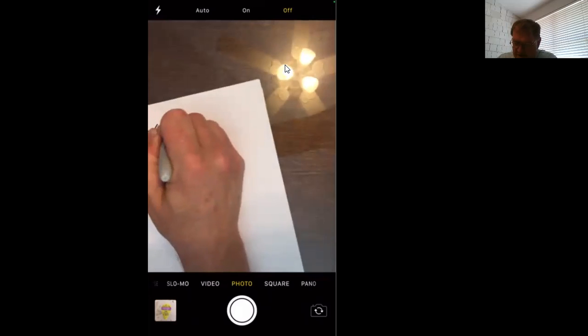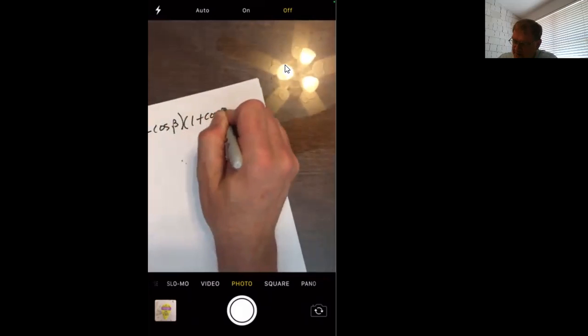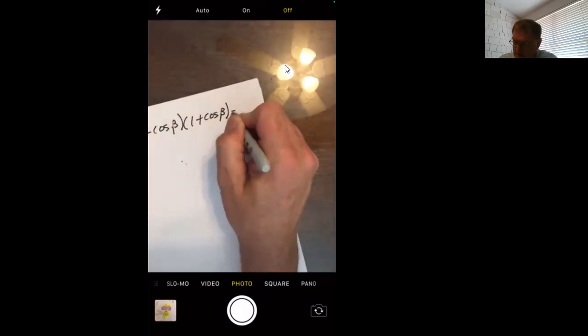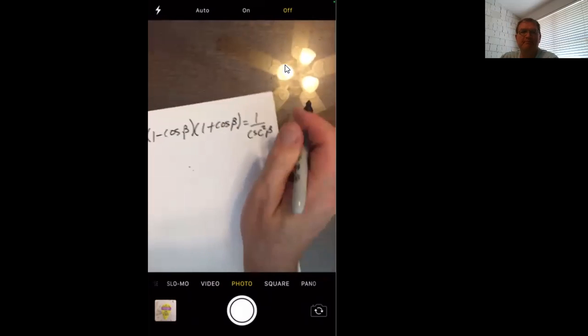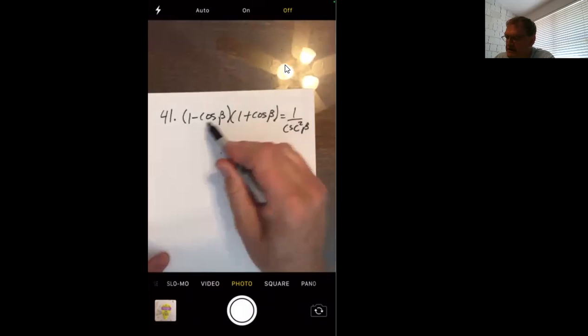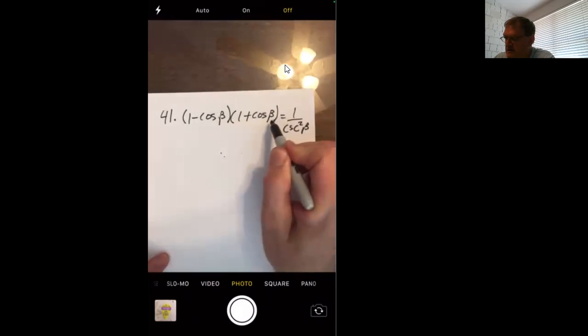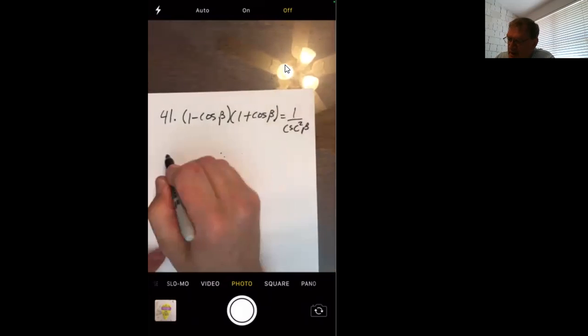One minus cosine of beta, cosine of beta, cosecant squared of beta. Well, I hope it's pretty obvious you're never going to turn this into this. So we might as well try foiling here and see what we can get.